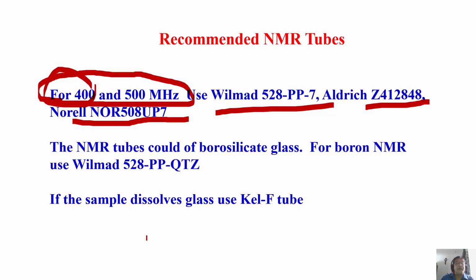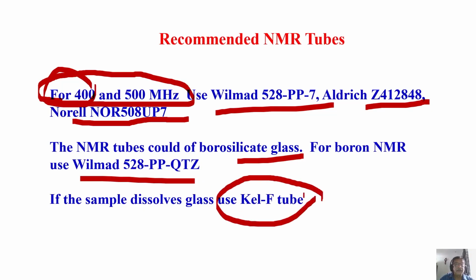And the NMR tube could be of borosilicate glass. You also know that. It is a borosilicate glass. Supposing you want to see boron NMR, then you cannot use this. You have to use a different type of tube. That is called quartz tube. And because sample dissolves glass, sometimes you have to use a KEL-F tube. See, these are some of the practical difficulties. You will know that later.